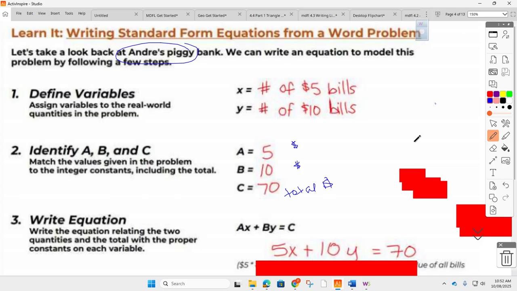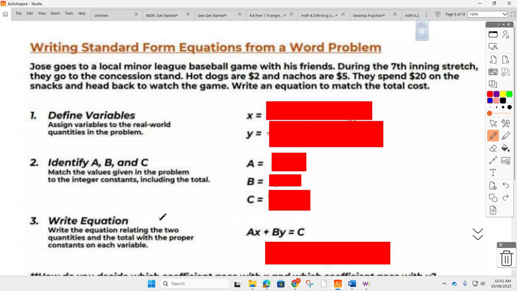So we're going to use kind of that same information. Jose is going to a minor league baseball game with friends. During the 7th inning stretch, they go to the concession stand. Hot dogs are $2 and nachos are $5. They spend $20 in snacks and head back to watch the game. Write an equation to match the total cost.